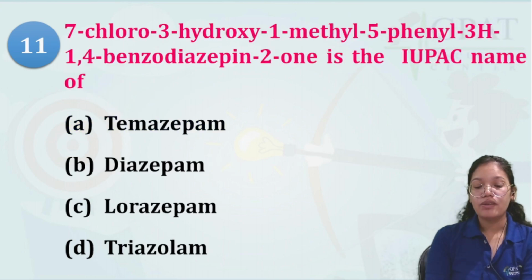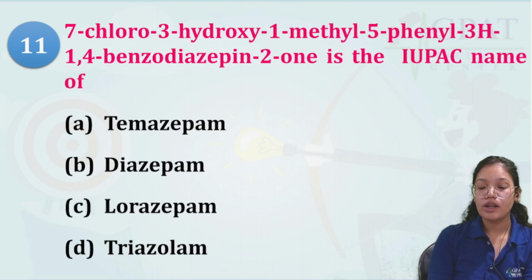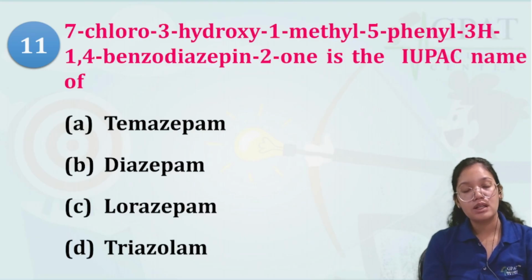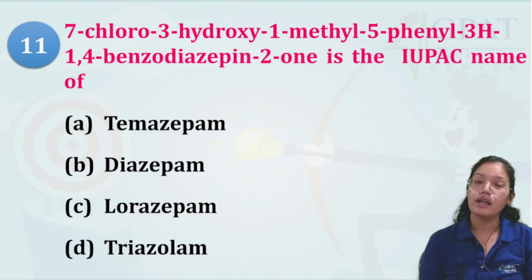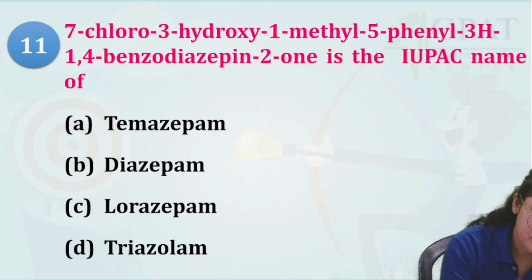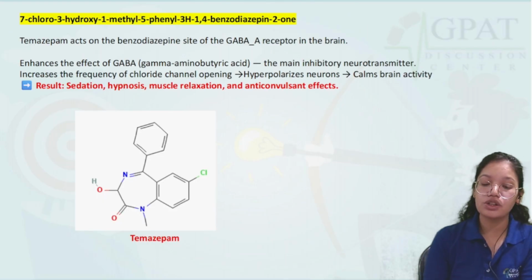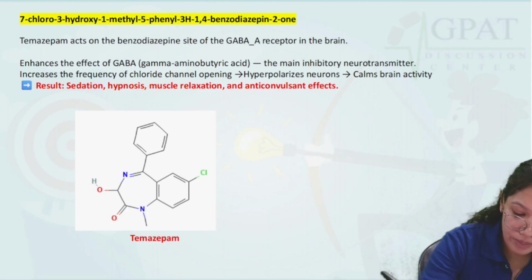Next we have: 7-chloro-3-hydroxy-1-methyl-5-phenyl-3H-1,4-benzodiazepin-2-one is the IUPAC name of. So basically a benzodiazepine ring will be there. That is the main nucleus, and in that benzodiazepine ring, at the 7th position, chloro is there.